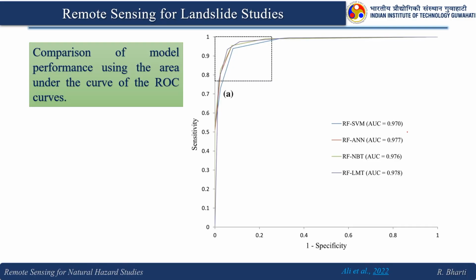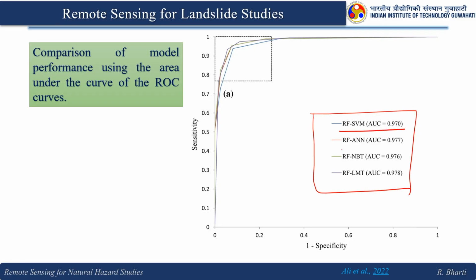So, for that you have to perform the accuracy assessment, and based on that you will be able to comment that a particular model is performing well for my study area. In this condition, you see the AUC is almost comparable, 0.970, 0.977, 0.976, 0.978. So, here in this case it is very difficult to say that this particular model is better, right.